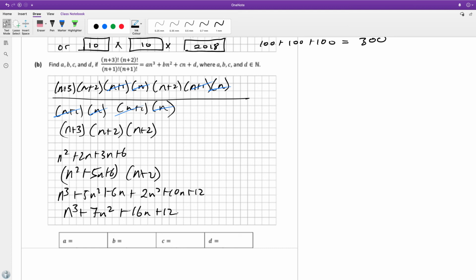How do we finish it? Just leave them equal to a n cubed plus b n squared plus c n plus d. A is 1, B is 7, C is 16, and D is 12. Simple as that.